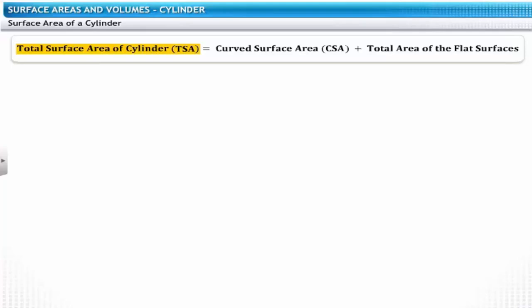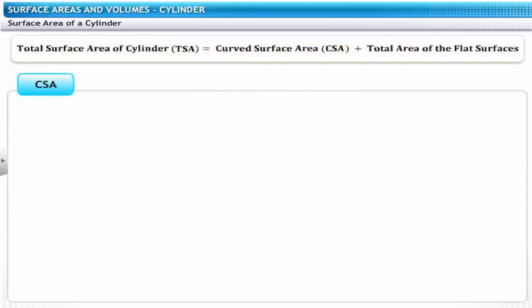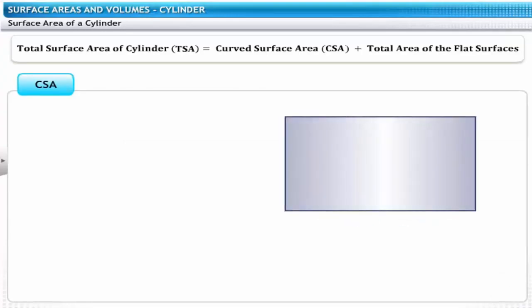The TSA of a cylinder can be calculated by adding the curved surface area or CSA and the area of the flat surfaces. Let us first determine the CSA. If we unfold the curved surface of a cylinder, it opens up to become a rectangular sheet. The CSA of a cylinder is equal to the area of this sheet.